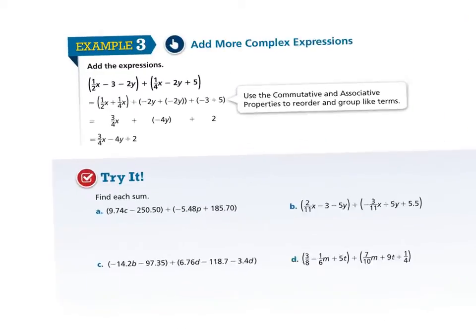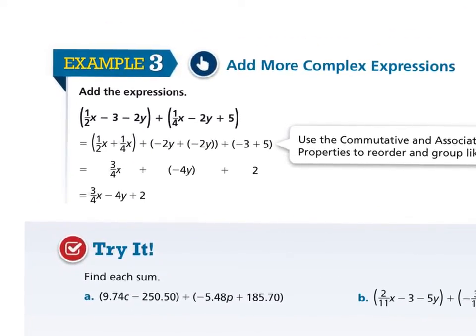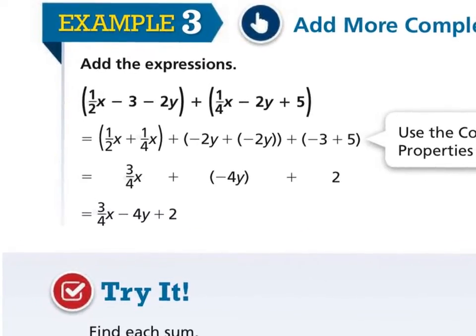So example 3, they are promising us more complex expressions here, and you can see the difference there. It does look more complex. We're adding these together. The parentheses they have there, we actually don't need those parentheses. It's basically just saying I have these three terms here. I have these three terms here, and I'm adding those together. But the parentheses don't really have to be around those. Basically, again, we're just hunting for like terms that we can combine together and simplify this thing.